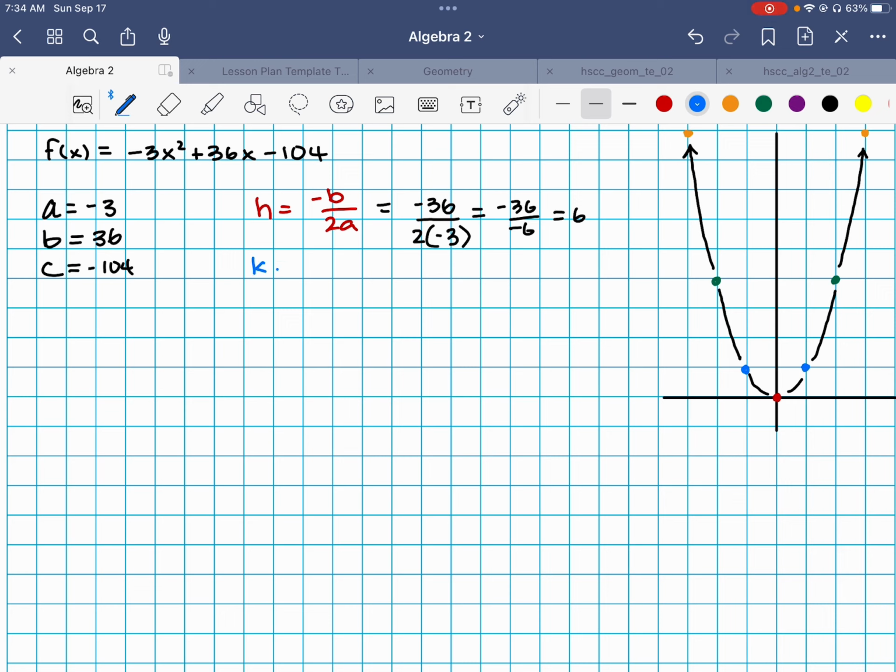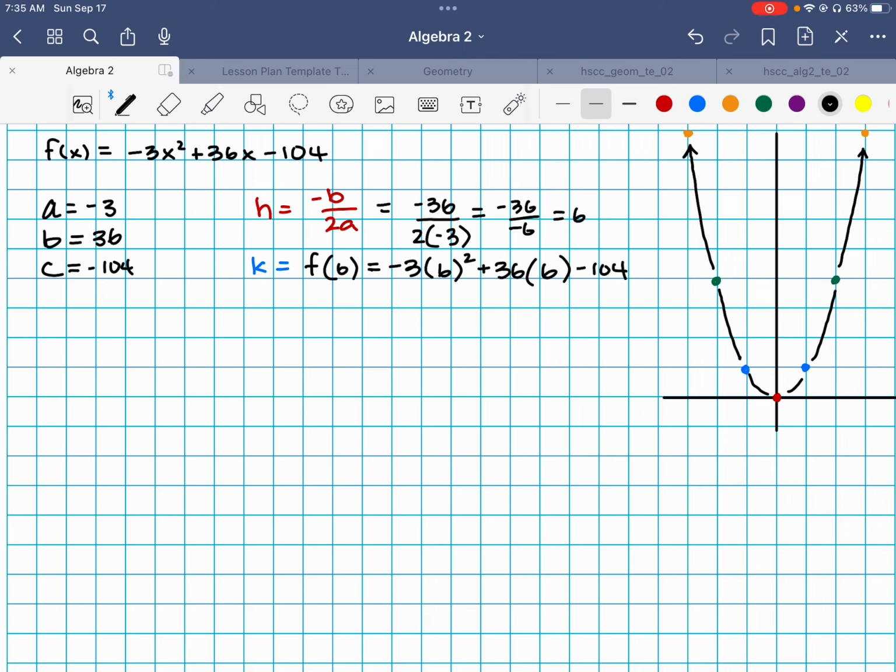Next, we're going to try to find the k. And remember, you just plug it in. We're going to take that number we got, 6, and plug it into the function. So we get f of 6 equals, and we're going to plug it in there and in there. We're going to take that 6 and plug it into those x values. This is going to give us negative 3 times 6 squared plus 36 times 6 minus 104.